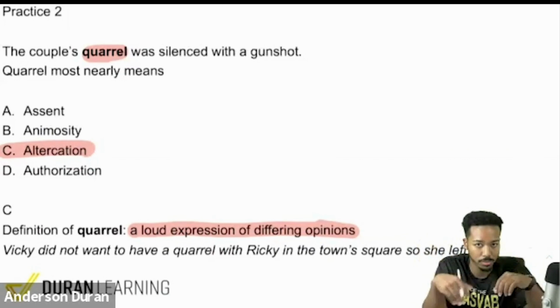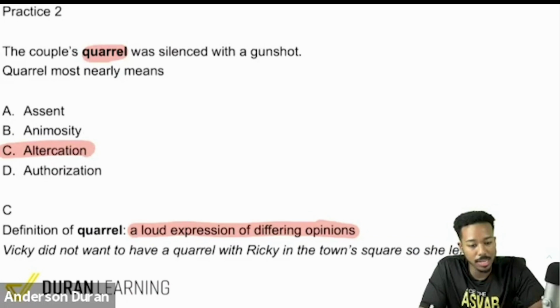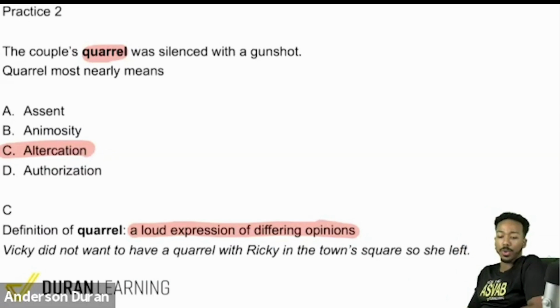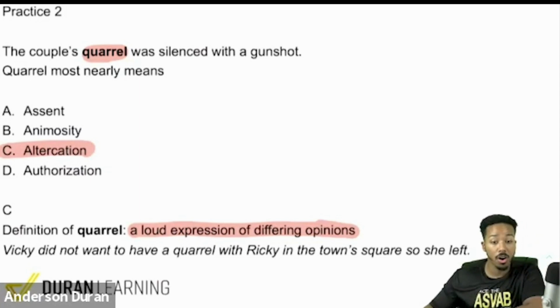With that said, going through the sentence here, Vicky did not want to have a quarrel with Ricky in the town square, so she left. She didn't want to have a quarrel, a loud argument, so she's out of here. Not really worth it to her. Looking at the other definitions, starting from the bottom, we have authorization. Authorization is a signal of approval, meaning we are signing off on something.